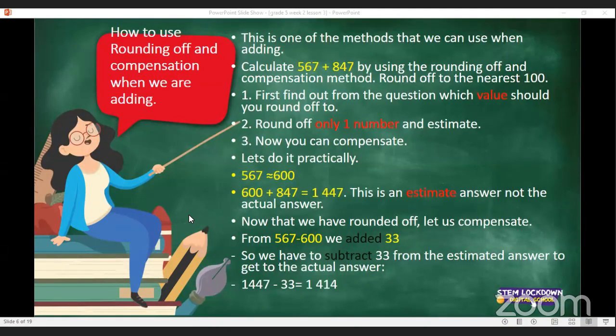So the rule was: 4 or less, just ignore; 5 or more, round up.